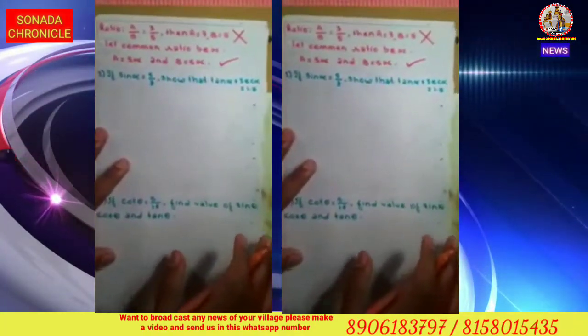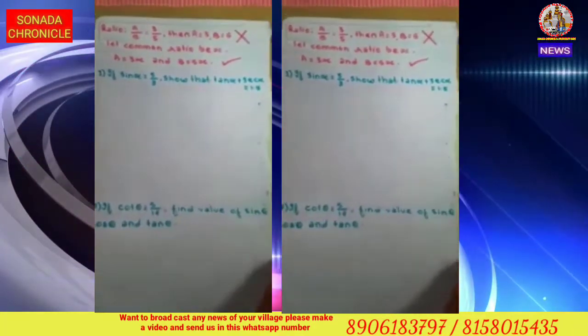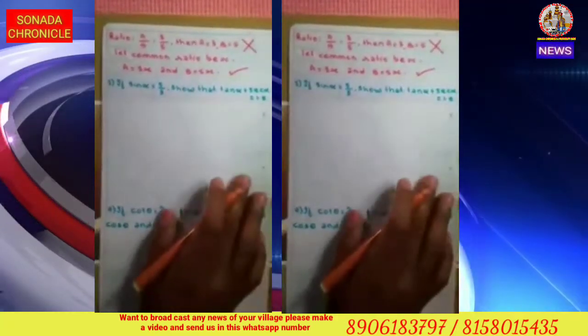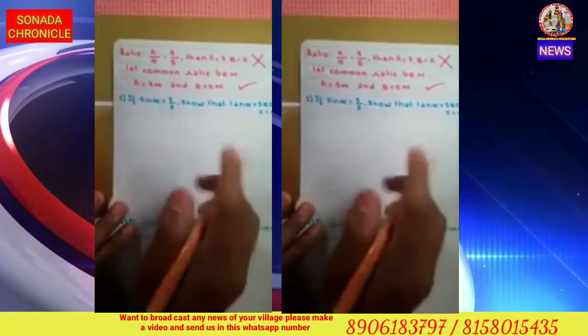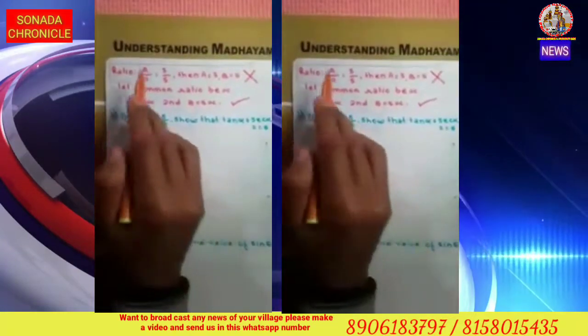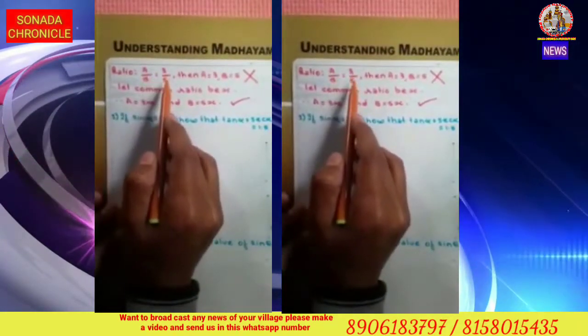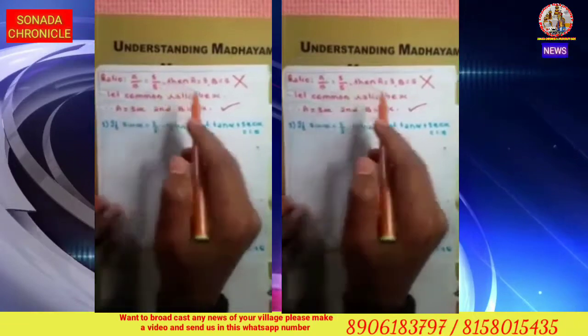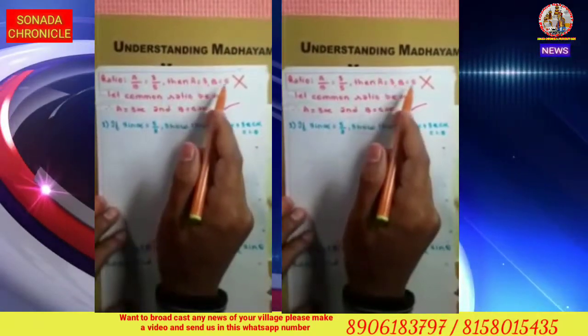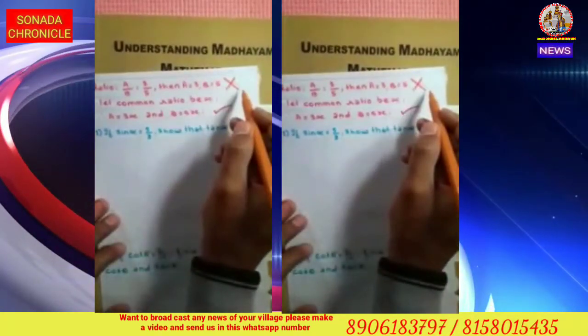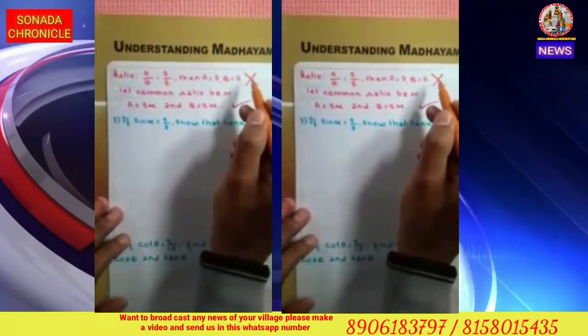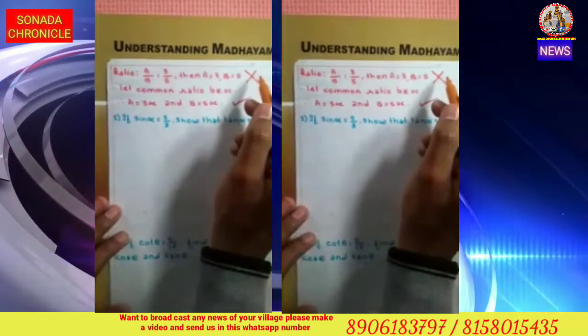Now we'll solve some problem here. Before solving the problem, there is one small topic from ratio which we have to discuss. Most of the time, if you are given a ratio like this, if a by b equals 3 by 5, then we are prone to write a equals 3, b equals 5, which is completely wrong. Why it is wrong, we'll discuss in the ratio chapter only.